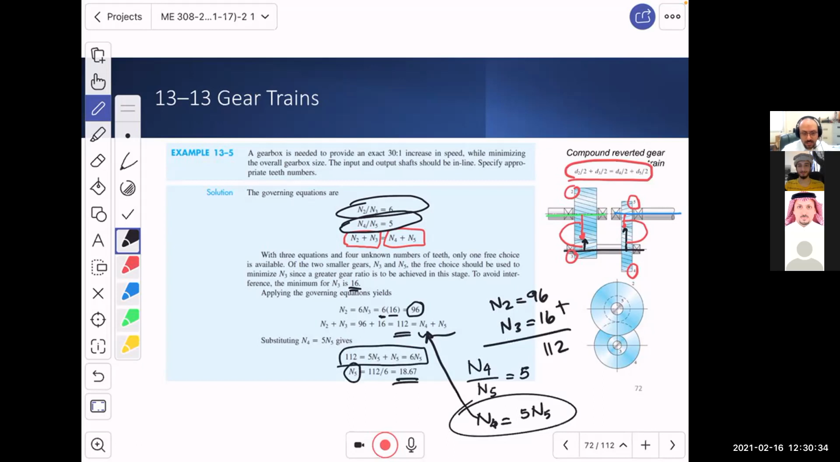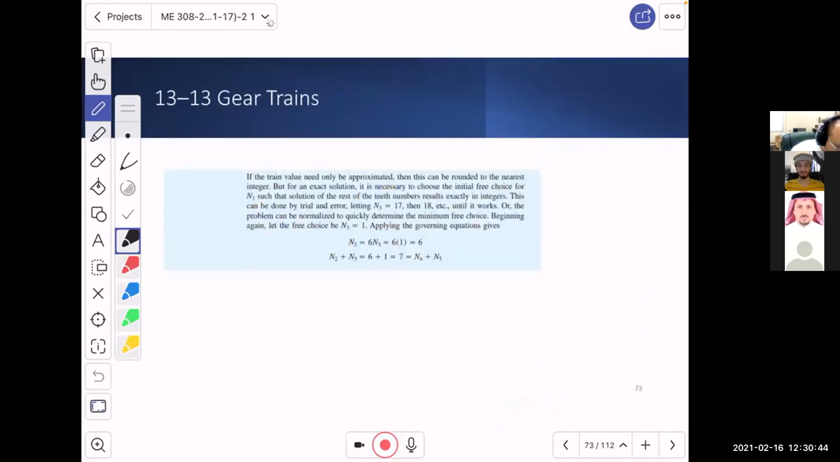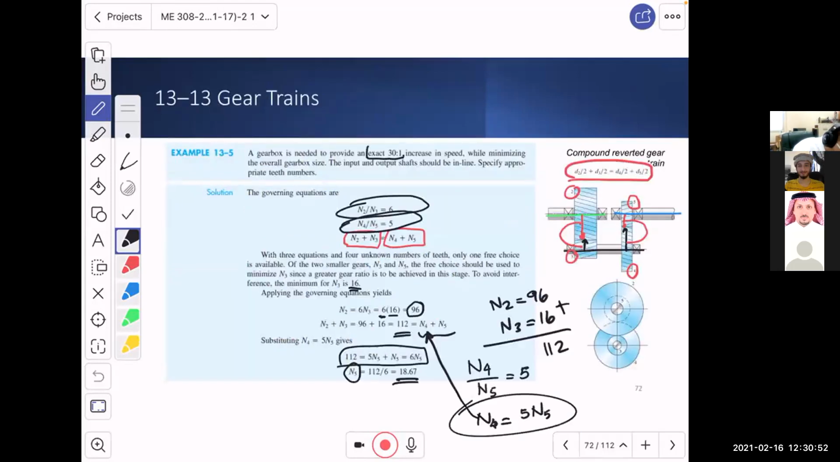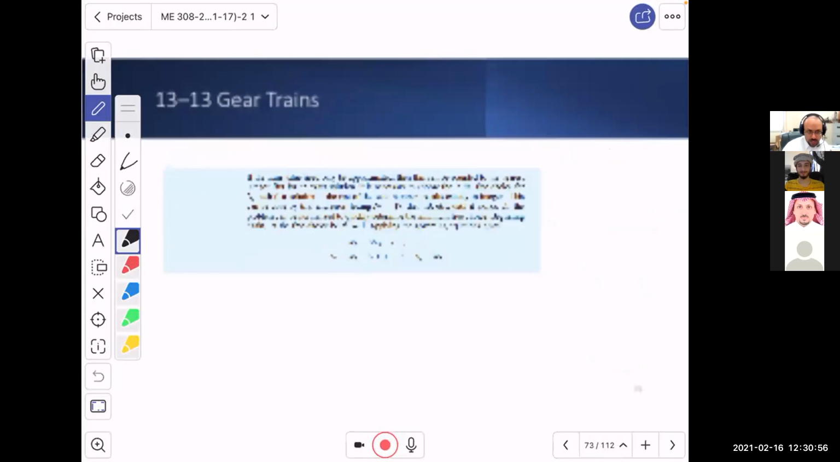I can't. This is the number of teeth. I can't have fractions. So what can I do? What are we going to do? We say, okay, we don't need to continue. We're in trouble here. We are not going to obtain an exact ratio. There is a little fraction, so it's not going to work out.